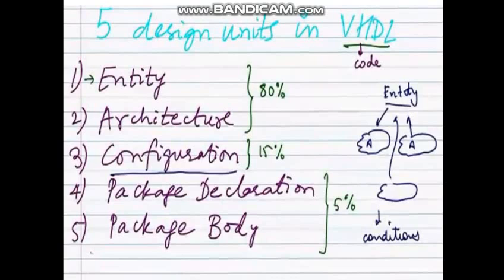In the VHDL language there are a total of 5 design units available, and those design units are: first the entity, second the architecture, third the configuration, fourth the package declaration, and the fifth one is the package body.